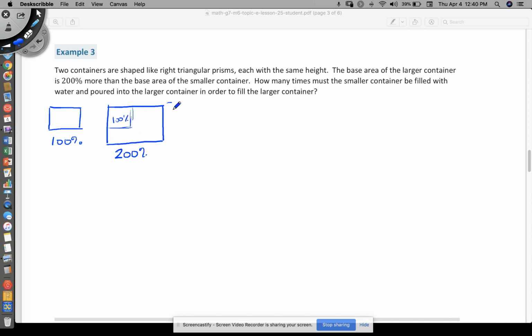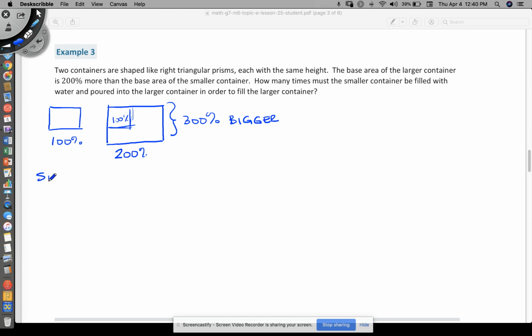So it's actually 300% bigger. And that's because it was the 100. It's the original plus more. How much more? 200 more. So it's 100 plus 200, which gives me 300% bigger. So it's not just times 2, it's going to be times 3.